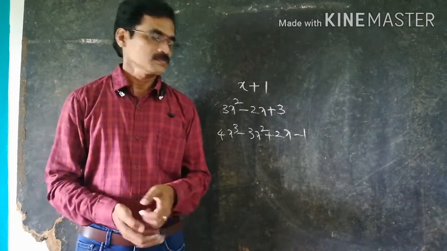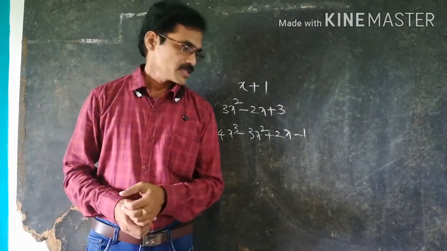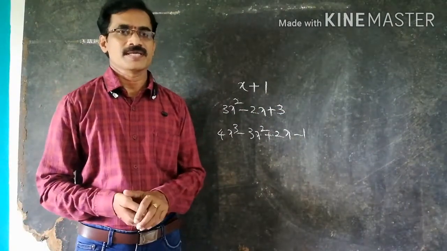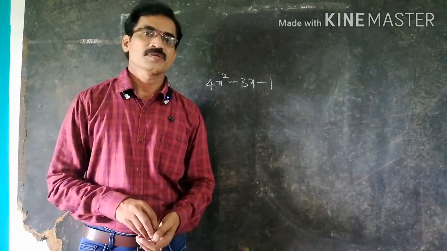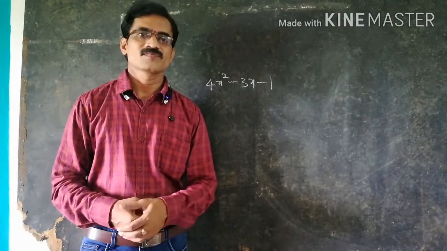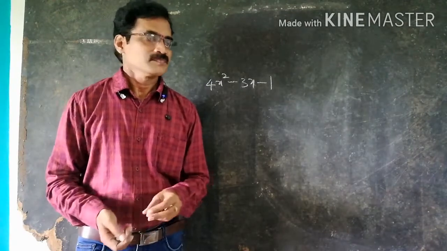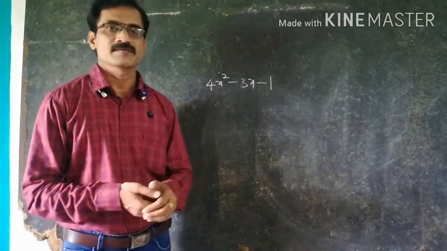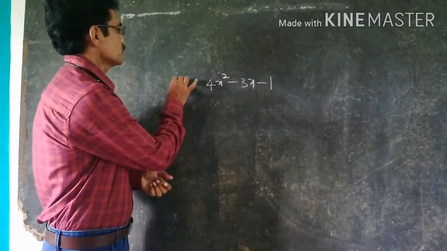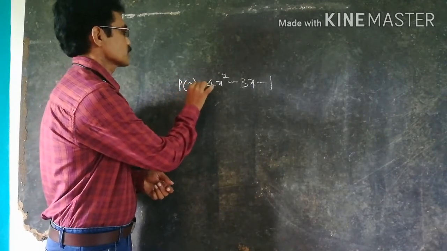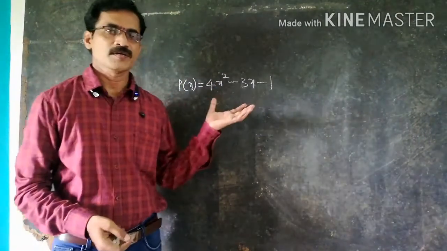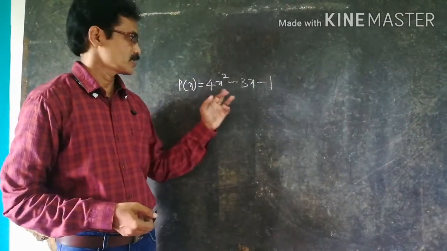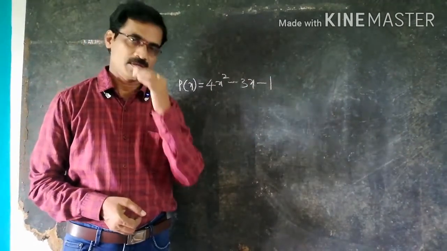Right? Now we shall take how to find the value of the polynomial, and how to find the zero of the polynomial. What is the zero of the polynomial? For example, if I take one polynomial, it is denoted by p of x. P of x means any polynomial in the variable x. So here I have taken a quadratic polynomial.